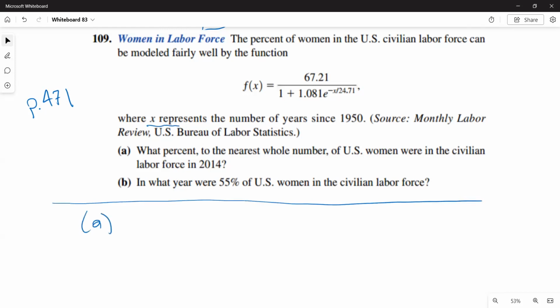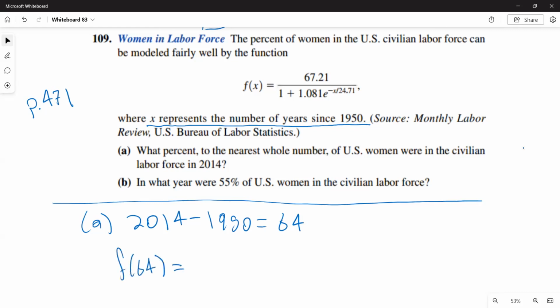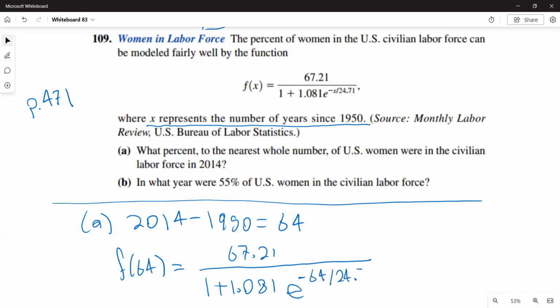Okay, so x represents the number of years since 1950. And 2014 minus 1950 is equal to 64. So we're going to plug in 64. We're evaluating f at 64. That is 67.21 over 1 plus 1.081 e raised to negative 64 over 24.71.